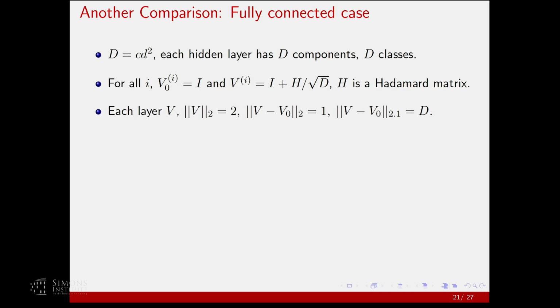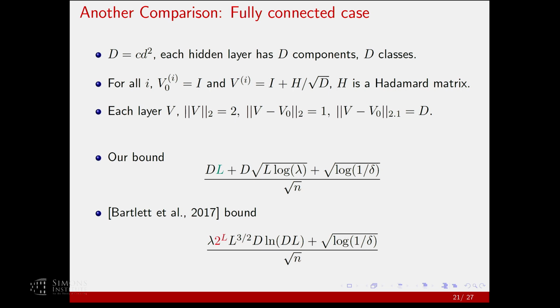Now, it's easy, given these values, to compute the spectral norms. So the spectral norm of each V is equal to 2, and the distance to initialization in spectral norm is 1. And the 2-1 norm distance to initialization used in Bartlett et al. is equal to D. Now, if we rewrite all those bounds, the top one is the bound that we get, and the lower part is the bound from Bartlett et al. And we can see we have linear dependency on depth, whereas the earlier result has exponential dependency on depth.